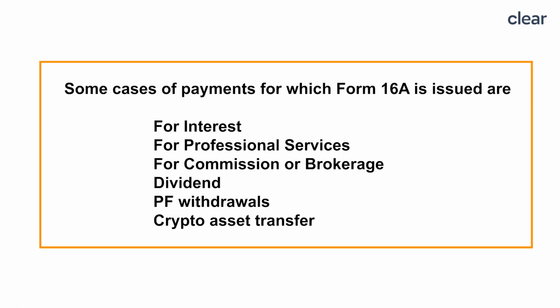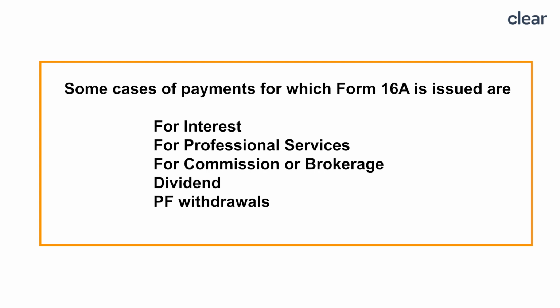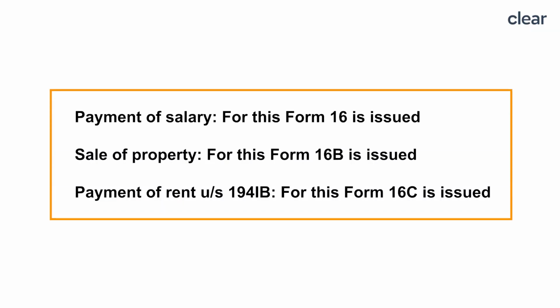Let us understand what are the other scenarios under which Form 16A can be issued. Some cases of payments for which Form 16A is issued are for interest, for professional services, for commission or brokerage, dividend, PF withdrawals and transfer of crypto. You can demand your Form 16A from the agency or person who has deducted your TDS like banks, financial institutions, companies, etc. In other words, Form 16A is issued for payments other than payment of salary, sale of property and payment of rent under Section 194IB.